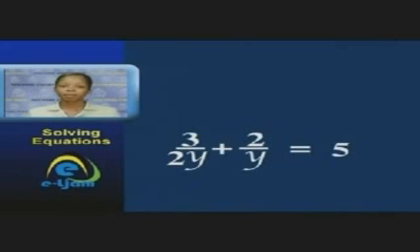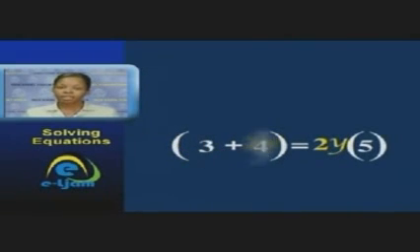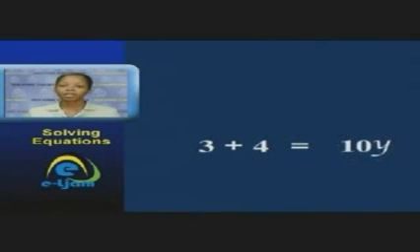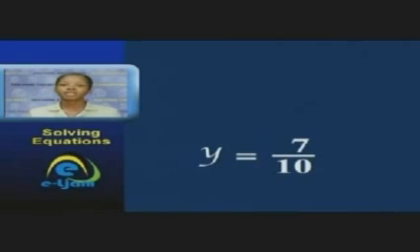Let's look at another example. 3 over 2y plus 2 over y equals 5. The LCM of 2y and y is 2y, since it is the lowest term that both denominators can divide into. Again, we multiply each term by the LCM, giving us 3 plus 4 equals 10y. 7 equals 10y. Dividing both sides by 10 makes y equal to 7 over 10.